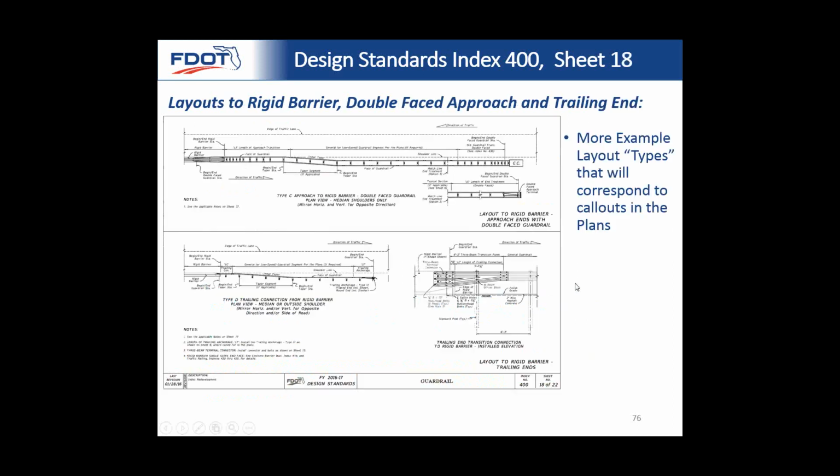This is on the trailing end here. And again, we just show some more layouts, how it all fits together. We show our trailing anchorage. That's our type 2, and so how all these things fit together. We mentioned that on sheet 18.